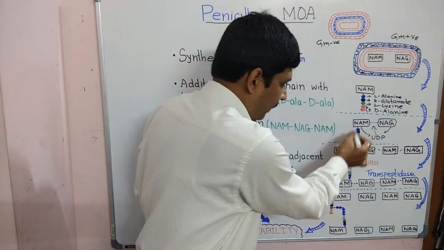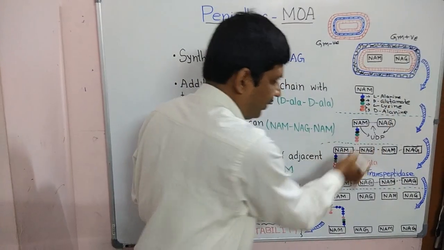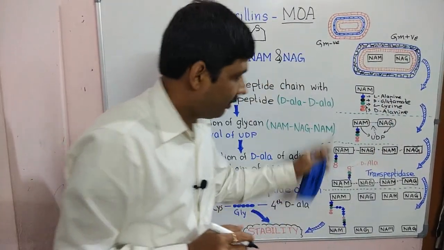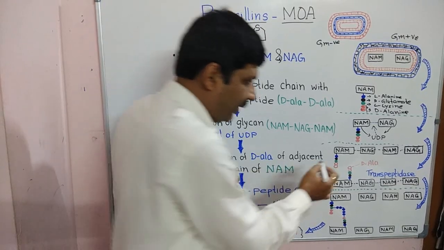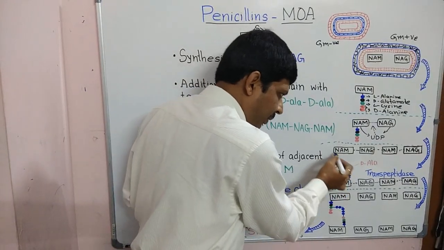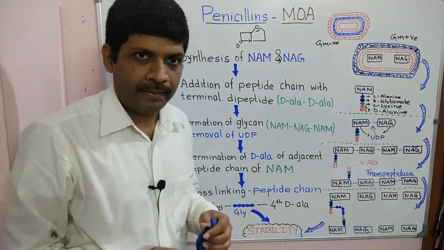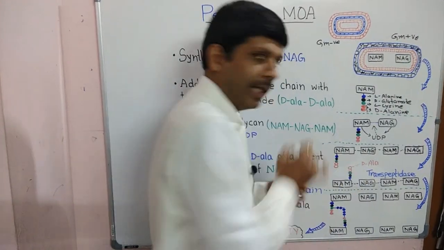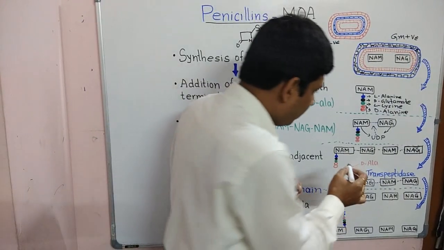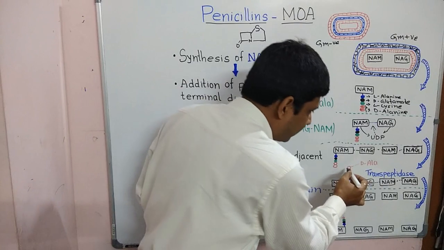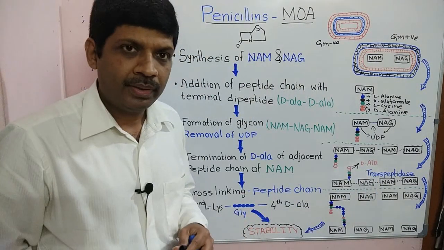Now this peptide is already linked. These are 5 peptides, 5 amino acids. Now there would be cross linking between the amino acids of this and the amino acid of the other chain, which is also present in the N-acetyl-muramic acid. So now what happens is there is termination or dissociation of this D-alanine.